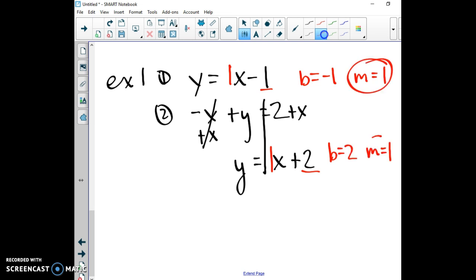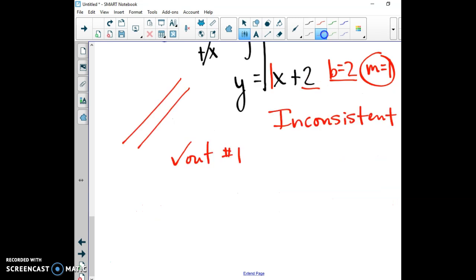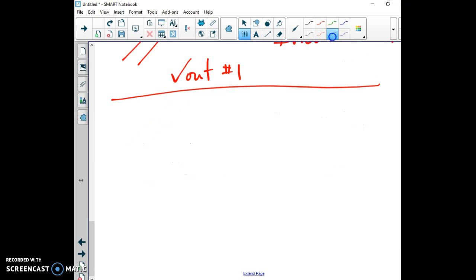Well, here's the important part. The slopes are the same. They are parallel lines, and I can tell that they're not the same line because they go through the y-intercept at two different places. So these are two separate lines. They are inconsistent, they have no solution. So we would say they are inconsistent. You guys go ahead and check it out, number 1, and show me your answer when you get it, and I'll let you know how you're doing. We're going to go on to example 2.